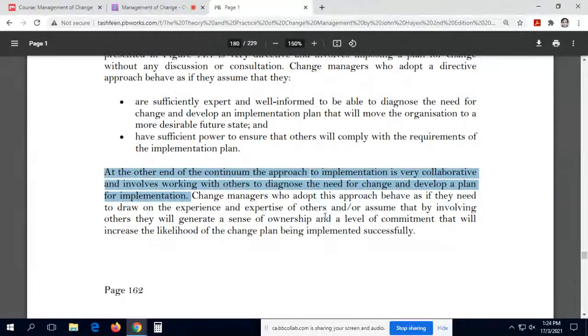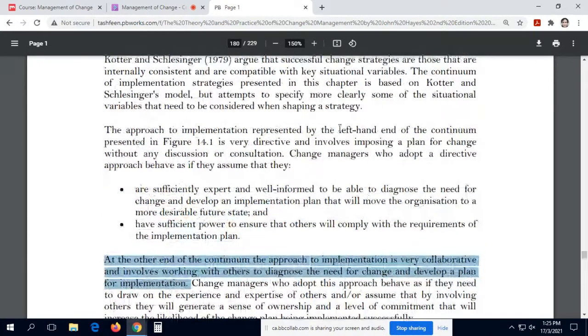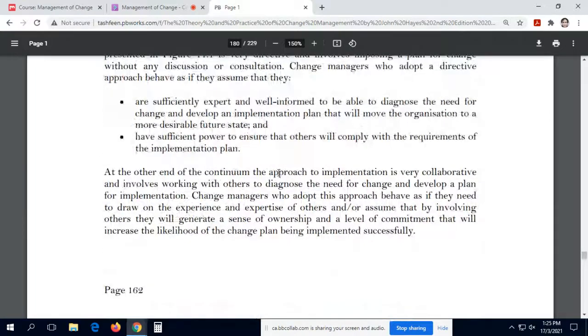Second now, look at this. At the other end of the continuum, the approach to implementation is very collaborative and involves working with others to diagnose the need for change and develop a plan for implementation. So the other end of the continuum, this one was the left hand end, so the right hand end is talking about an approach which is very collaborative, working with others, diagnosing the need for change.